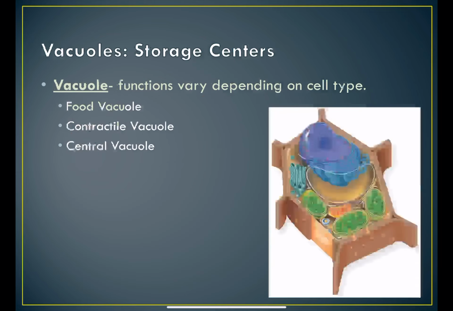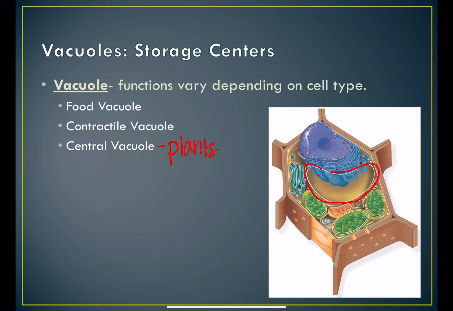So vacuoles, here's our vacuole again. Vacuoles are for storage. We have a couple of different types of vacuoles depending on what cell type we're looking at. In plants, only in plants, you have this large central vacuole.